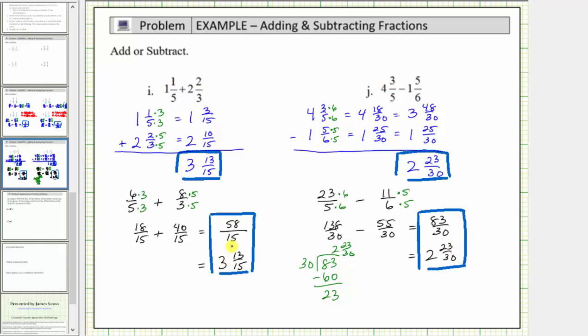So there are pros and cons of each method when determining the sum and difference of mixed numbers. So it is important to be aware of both techniques.